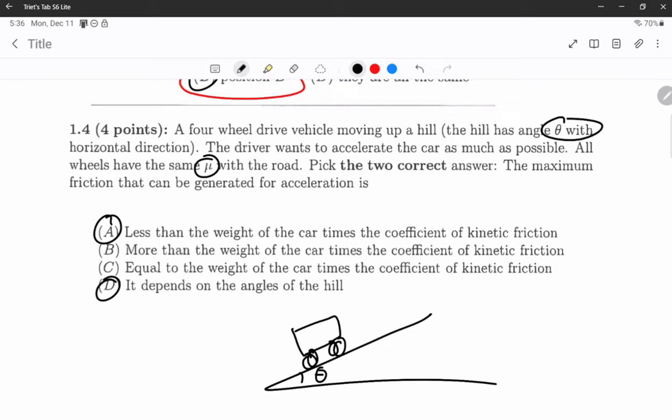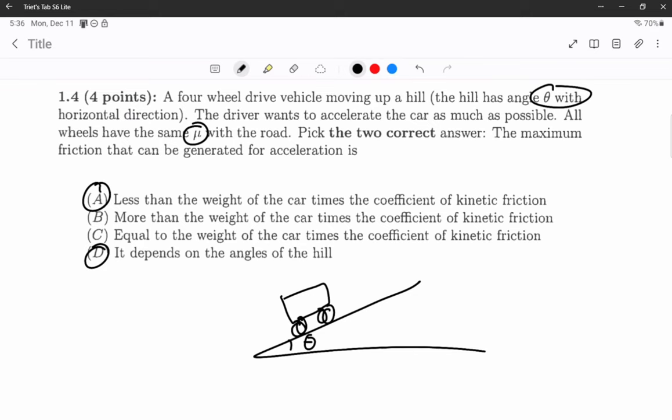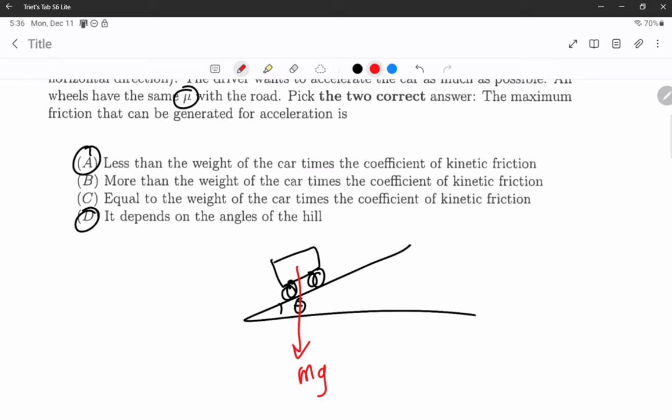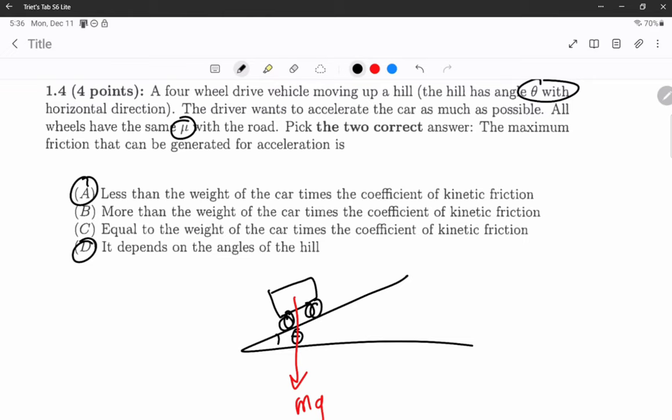Pick the two correct answers for the maximum friction that can be generated for acceleration. So here you draw the first diagram. We have mg, right? And then let's see, is this going uphill, right? So the friction force is going downhill. That's going to be F_f equal to mu F_N, right?